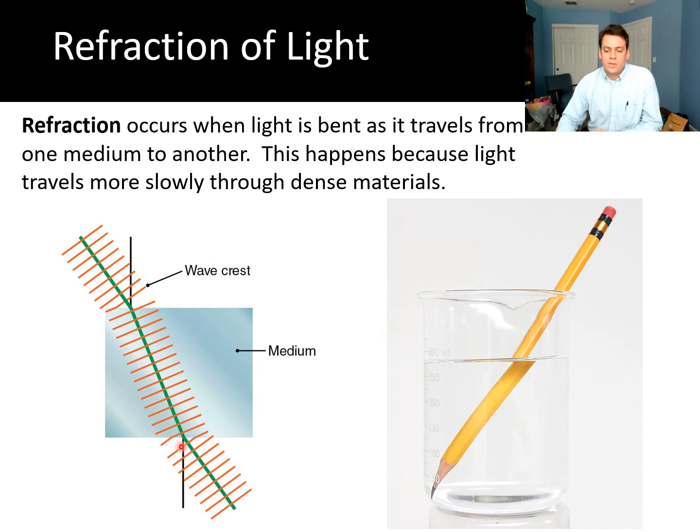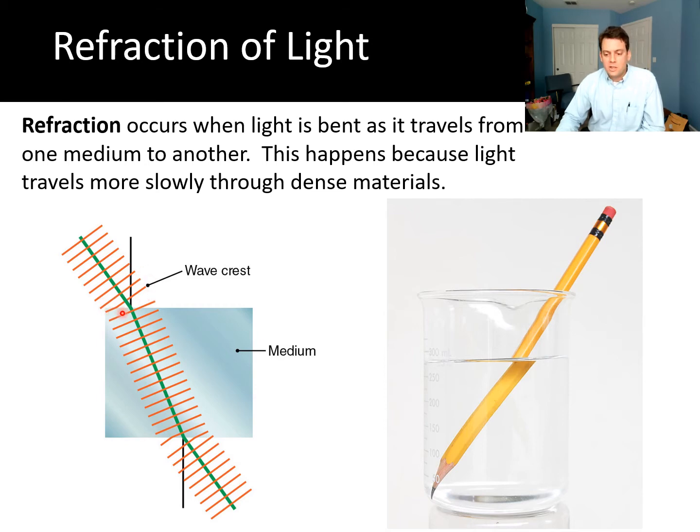One way to think about why this would happen is that as the wave front moves from one medium to another, part of the wave front enters the glass first, right? Unless the light ray is moving exactly perpendicularly to the surface, in this case the left part of the wave front will enter the glass before the right part of the wavefront.